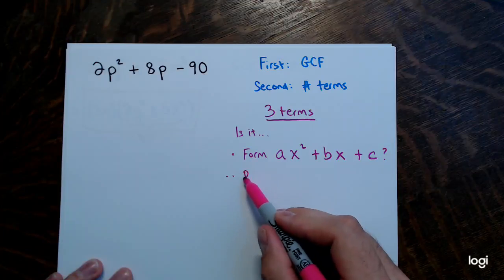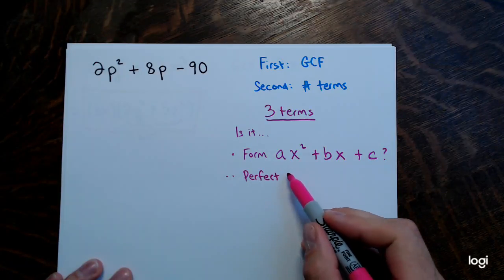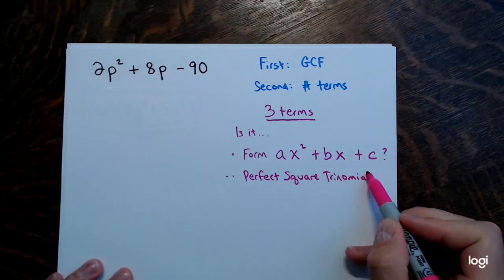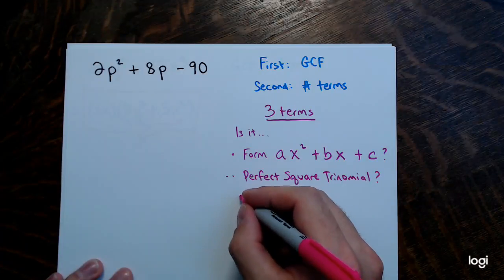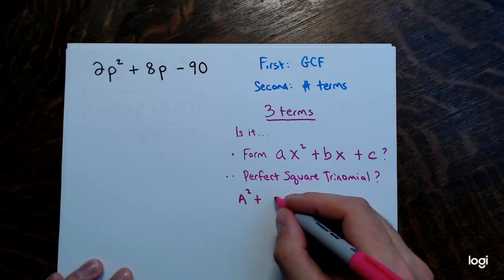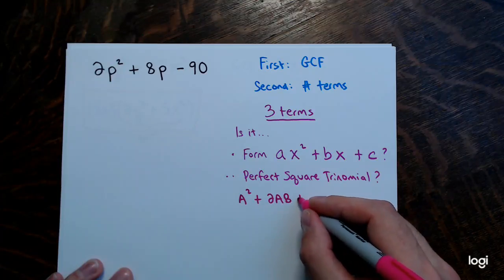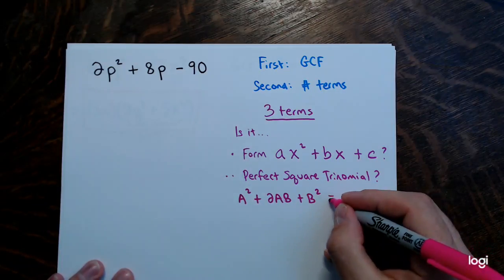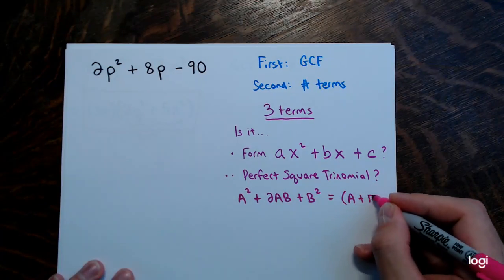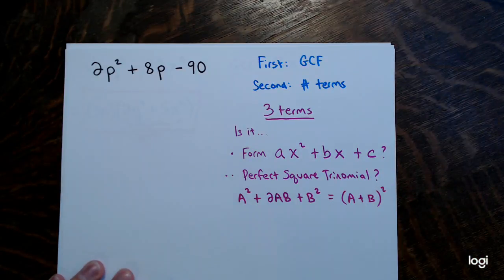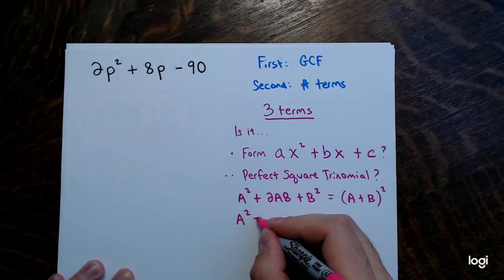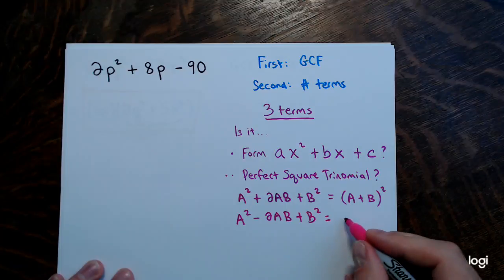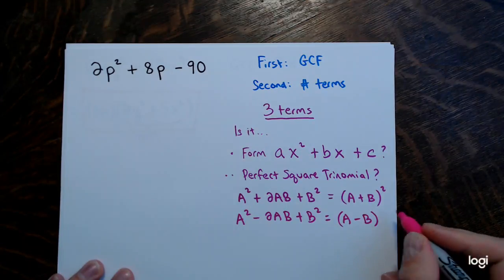Or is it one of those perfect square trinomials? Is it in this special form? I remember this from the previous video, where we have a squared plus 2ab plus b squared, right, where a and b, these capital A and B, can represent any expression. If that's the case, you can factor that as a plus b times a plus b again, right, or a plus b squared. Or is it in the form a squared minus 2ab plus b squared? If that's the case, then you can factor it to a minus b times a minus b.